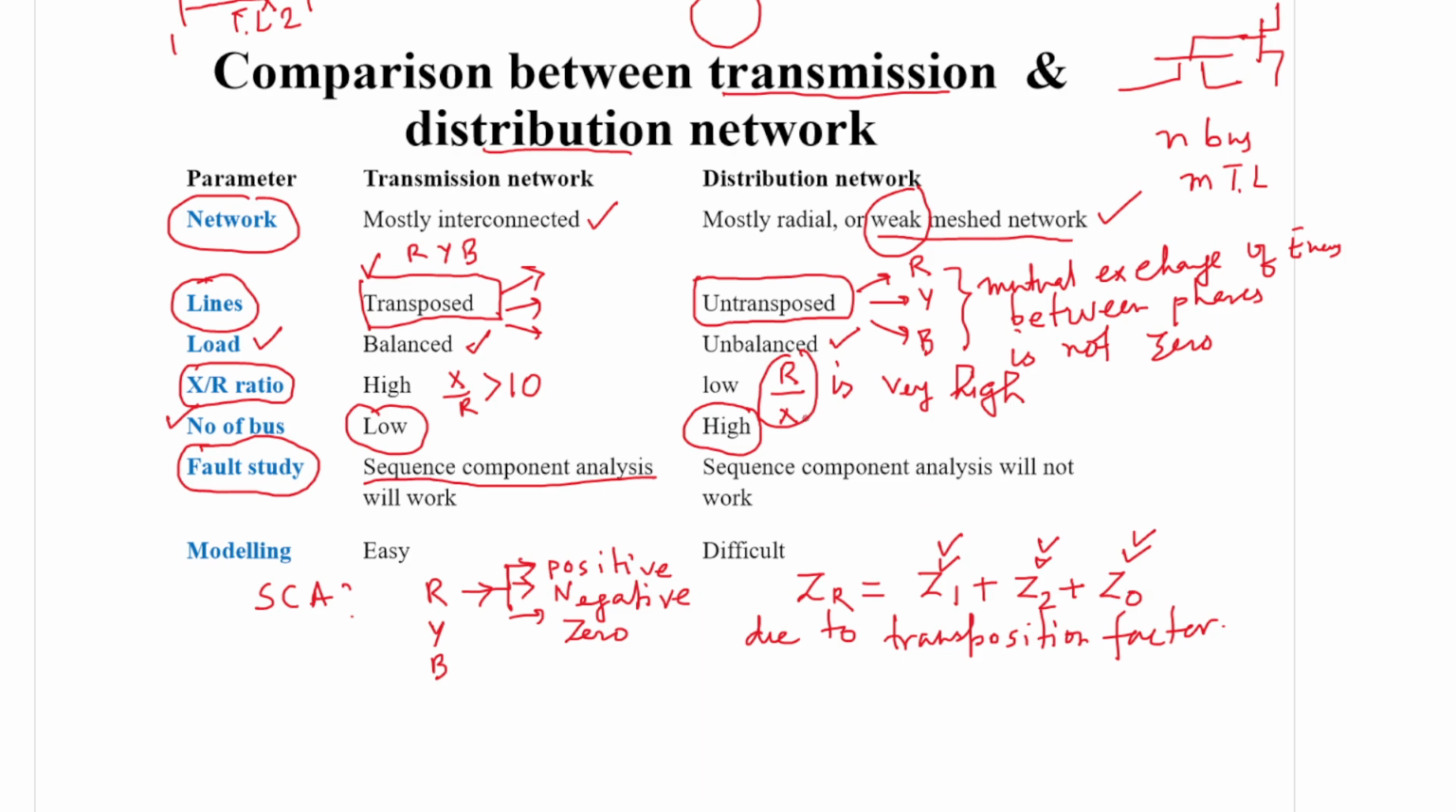On the other hand, since distribution networks are untransposed, the mutual exchange of energy exists between any two phases. Therefore, sequence component analysis will not work for the distribution network, because Z1, Z2, Z0 are not decoupled from each other; they are closely bound to each other. That is why, if a fault comes in a distribution network and you apply sequence component analysis to solve it, that method will not work.